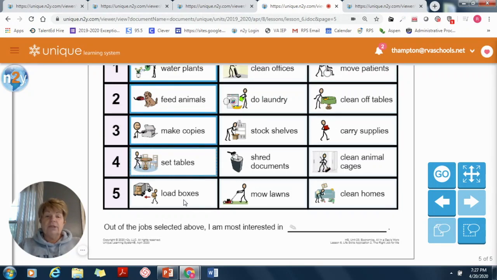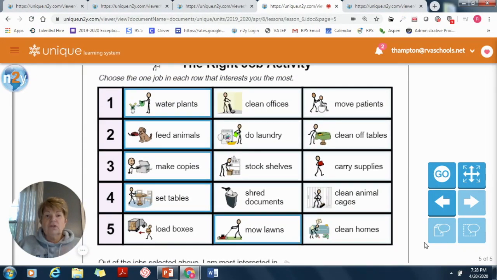But if I had to look at loading boxes, mowing lawns, or cleaning houses, if I had to think of those three, and I had to choose one between all three, I guess it would probably be, I think I would mow lawns. So I think my job choices are probably kind of all over the place, but let's take a look at them.